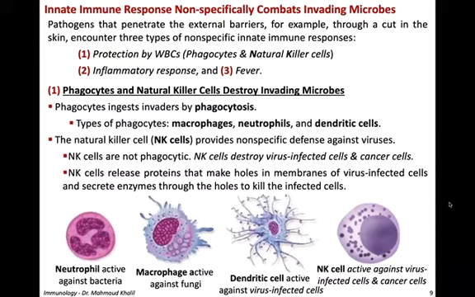The NK cells are not phagocytic. NK cells destroy virus-infected cells and cancer cells. They release proteins that make holes in the membrane, and through these holes made on the virus-infected cells, NK cells can secrete enzymes to kill the infected cells.